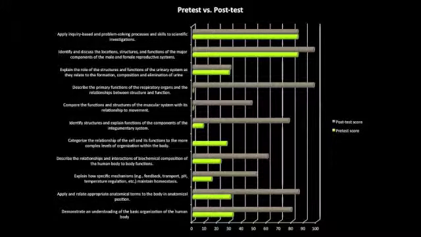Post-test data was gathered using ELS Easy Assessment. In green we have the pre-test data, and in gray is the post-test data. Growth was shown in all objectives except for one. Students had already displayed mastery of objective number 1.